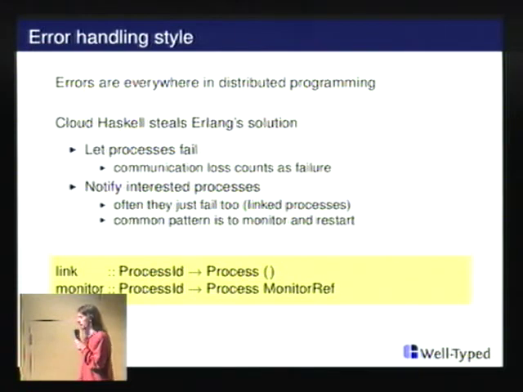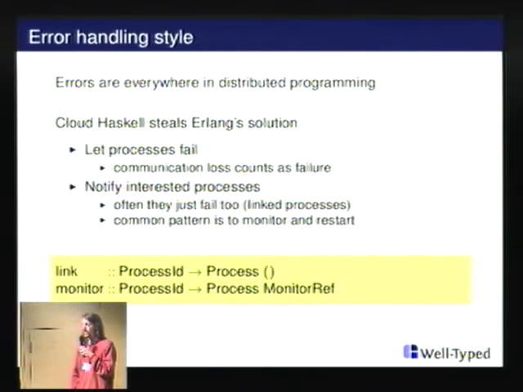Error handling is also very important for distributed programming, and Cloud Haskell steals Erlang's approach, which is to let processes fail. You simply have to notify people that things have all gone wrong. There's two ways that Erlang has to do that, and Cloud Haskell copies it. One is process linking, the other is monitoring. Linking says, I want to link to that process. If it dies, kill me as well. Monitoring is similar, but not quite so extreme. It just says, if that process dies, tell me.